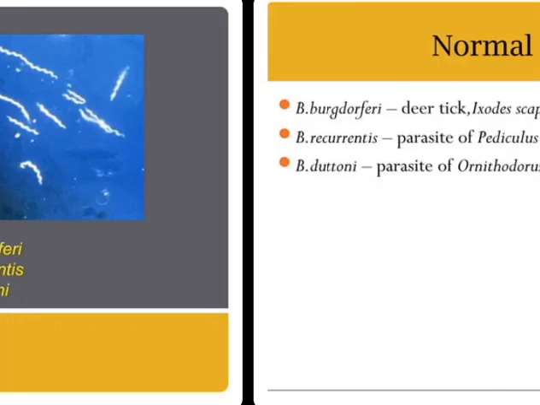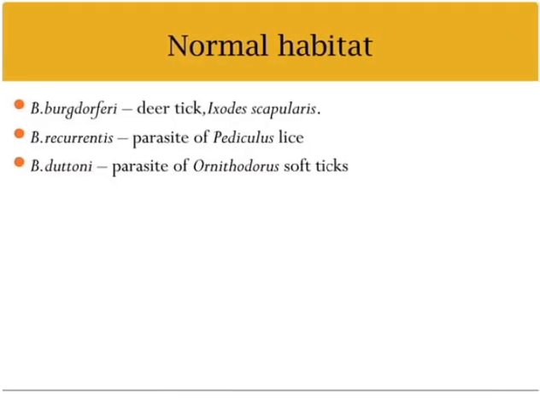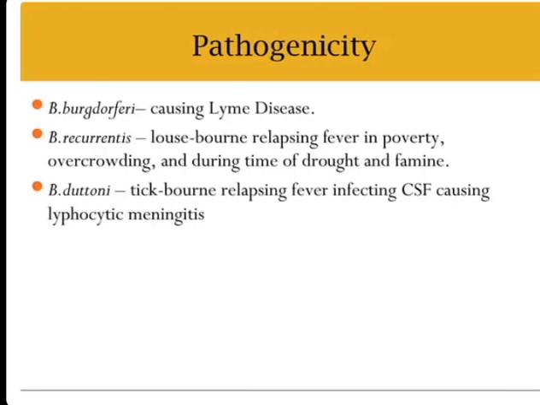Borrelia. The normal habitat of Borrelia burgdorferi is the deer tick. Borrelia recurrentis is a parasite of the Pediculus louse. Borrelia duttonii is a parasite of Ornithodoros soft ticks.